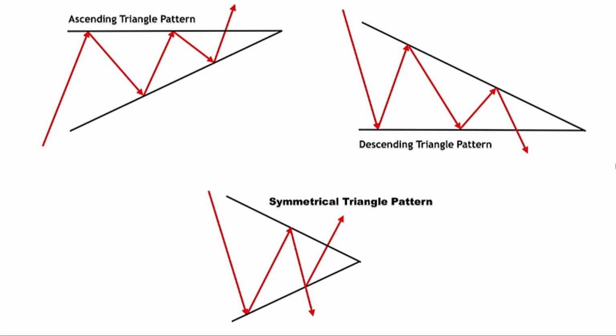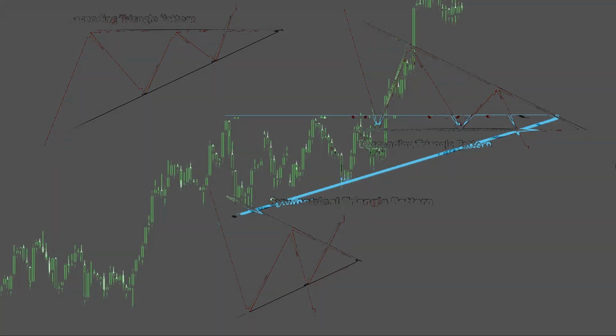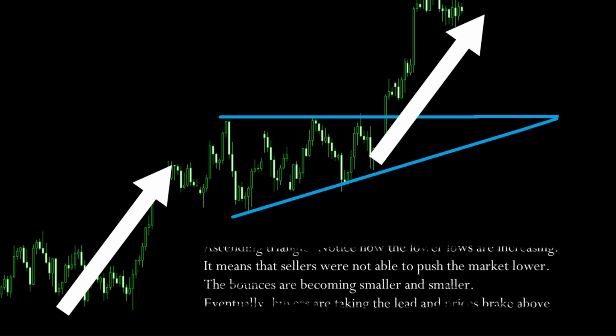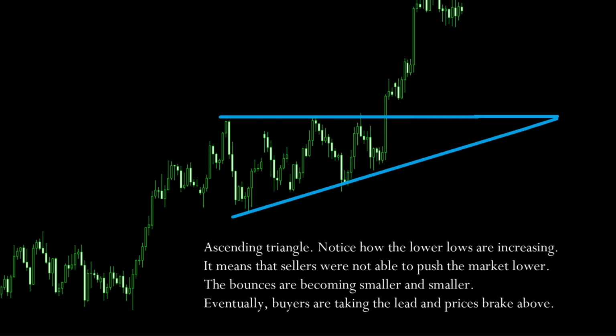An ascending triangle occurs when there is a resistance level and a slope of higher lows. There is a certain level that the buyers cannot seem to exceed. However, they are gradually starting to push the prices up, as we can see by the higher lows. The rejection of the prices is getting smaller, and eventually the prices break above. As the prices test the resistance level, the weaker it becomes.